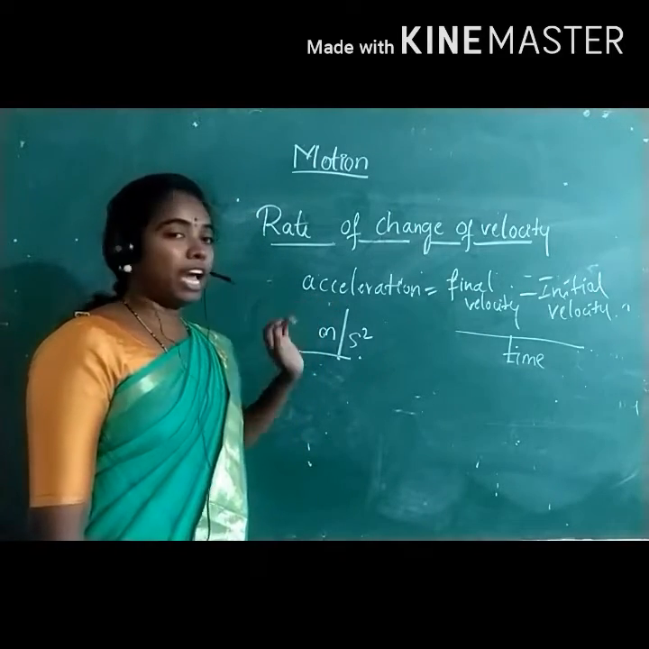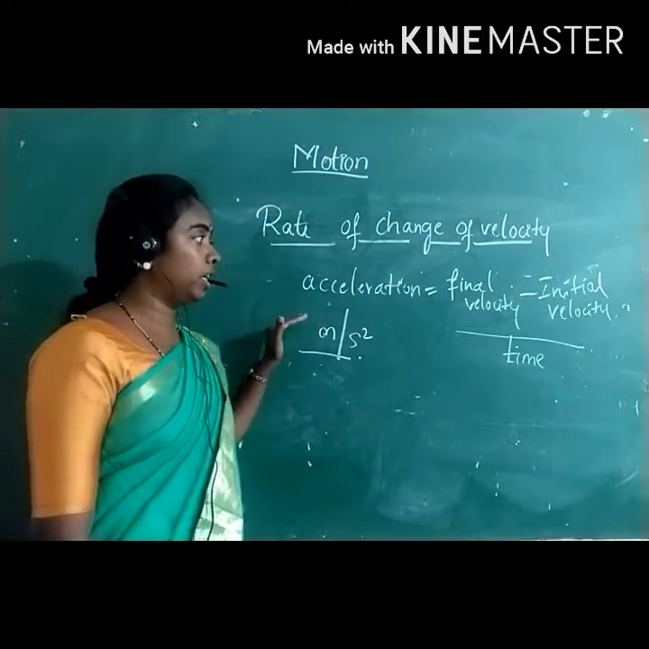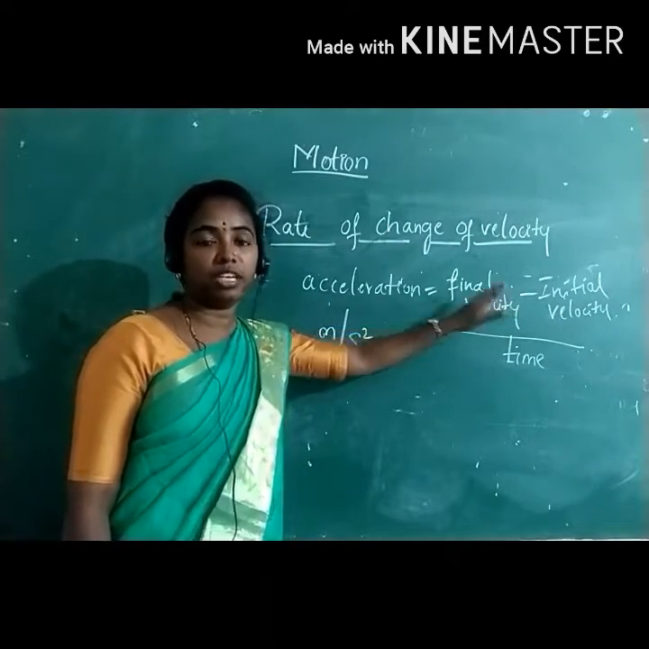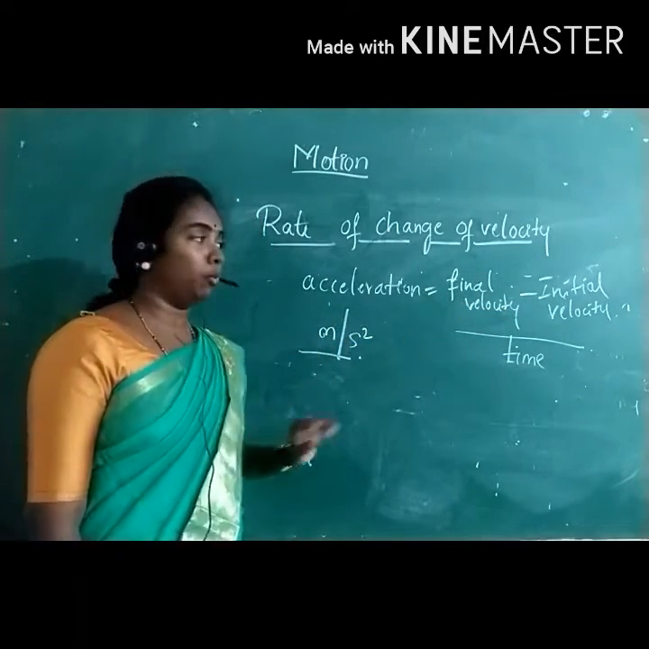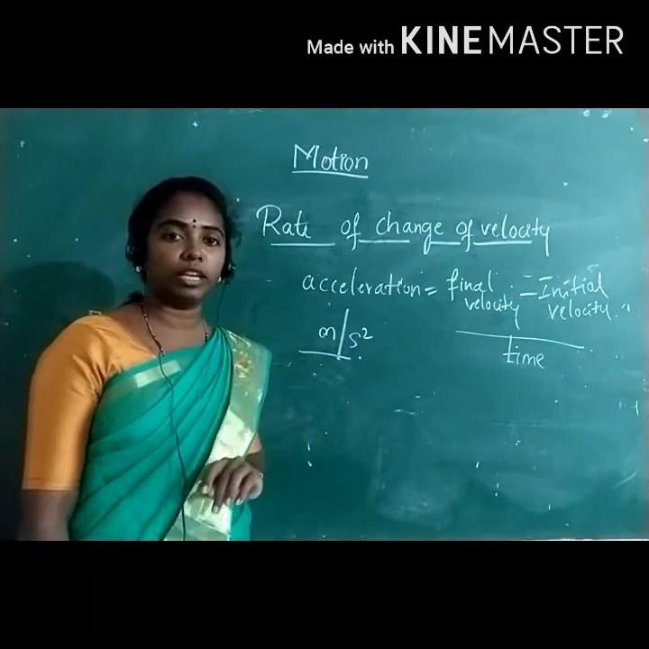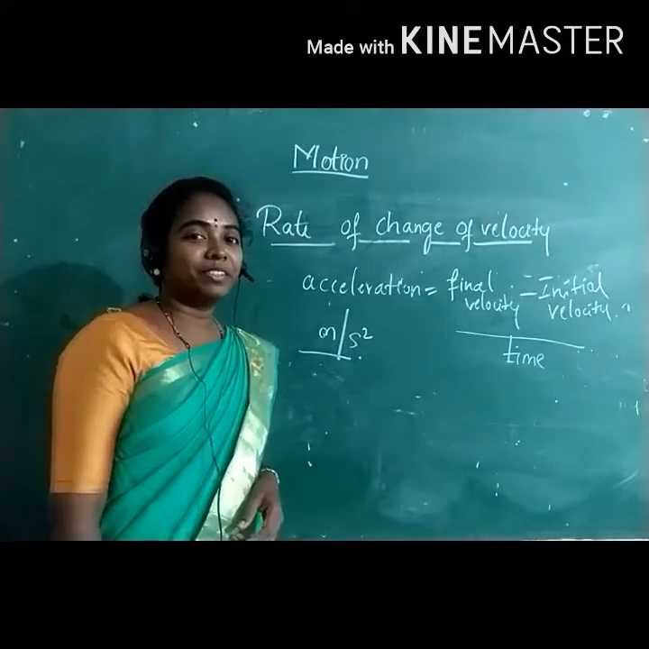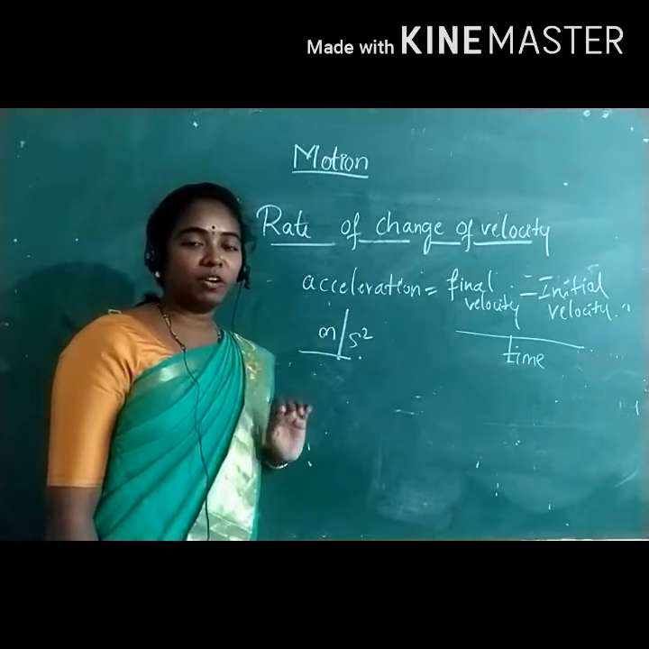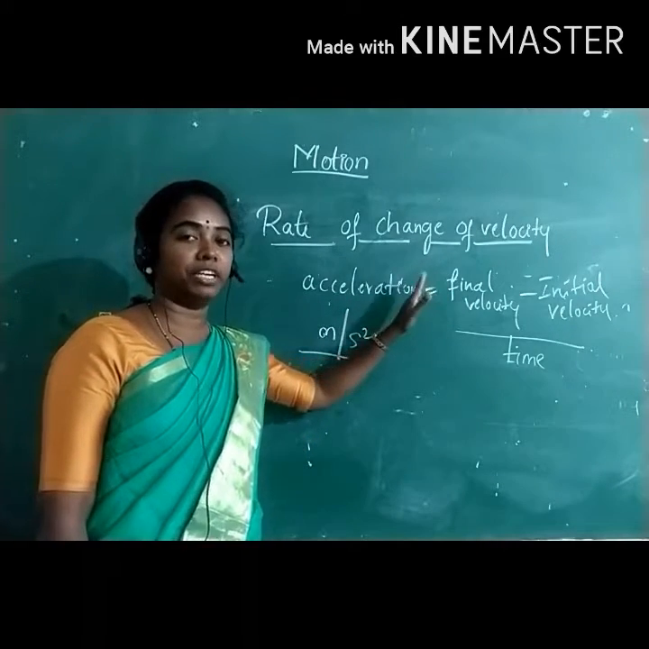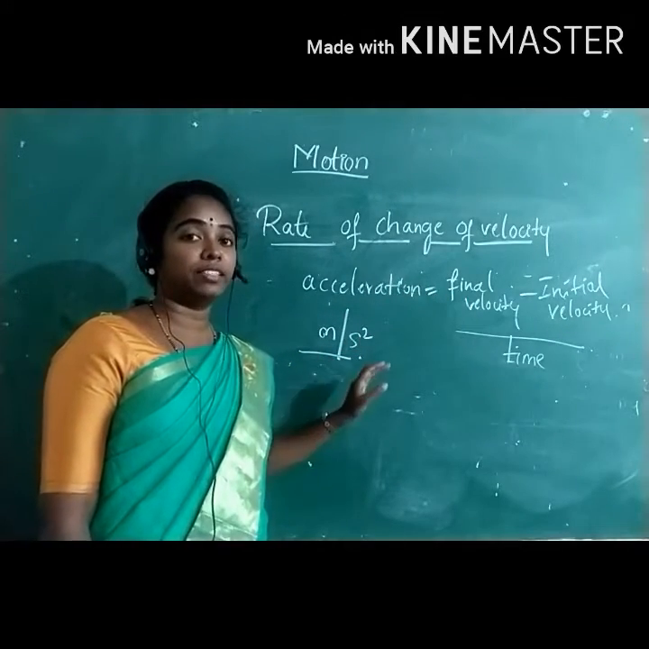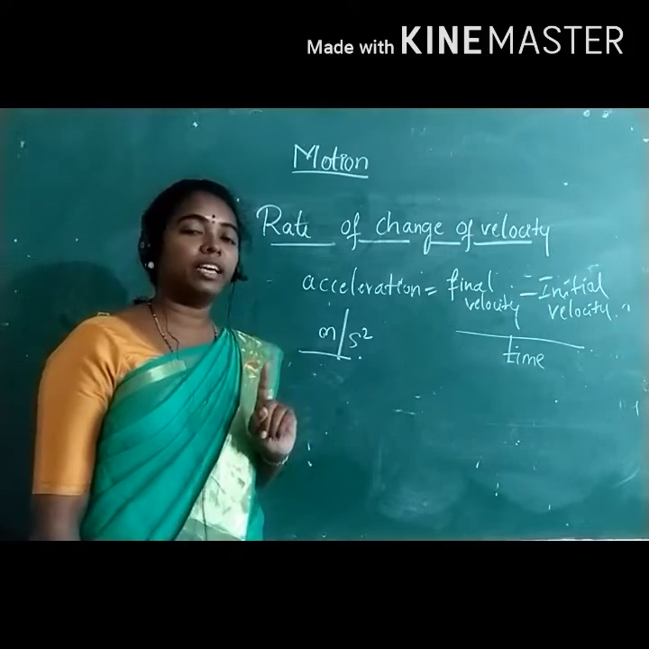It has a positive value when it is along the velocity direction. It has a negative value when it is opposite to the velocity direction. So when it has a positive value, we call it acceleration. When it has a negative value, we call it retardation or deceleration.